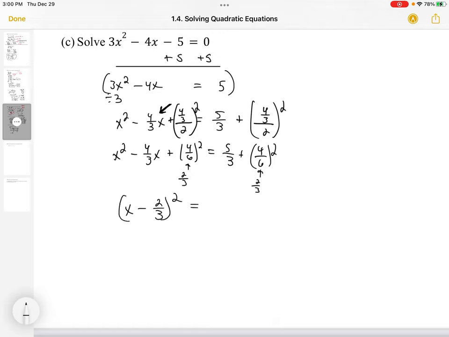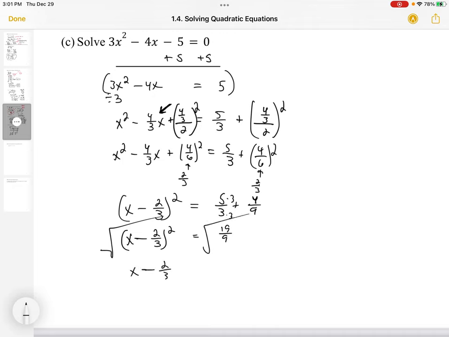The right side is, let's see, this ends up being 2/3 squared, which is 4/9. And then we have to add these two fractions together. If we multiply this times 3 and this times 3, that's 15 plus 4 is 19/9. And you can see, again, why this is not the method of choice. You can drown in the arithmetic. So this is plus or minus square root of 19 over 9.